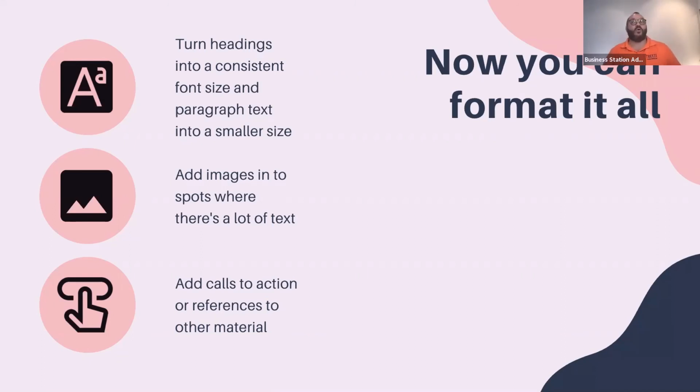And you can add calls to action or references to other material. So if you're quoting someone, you may want to have something quoted from this particular book. And if it's an ebook, you can actually link it to somewhere else. You can have a hyperlink hidden in your text on an ebook if it's a PDF, for instance.